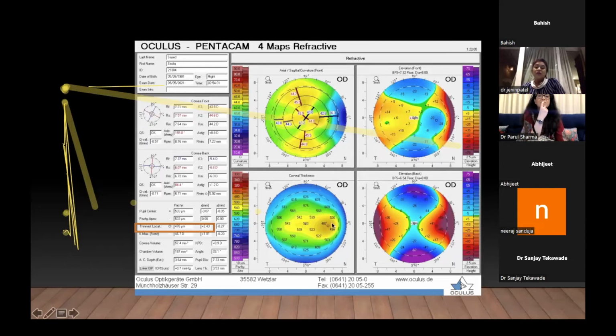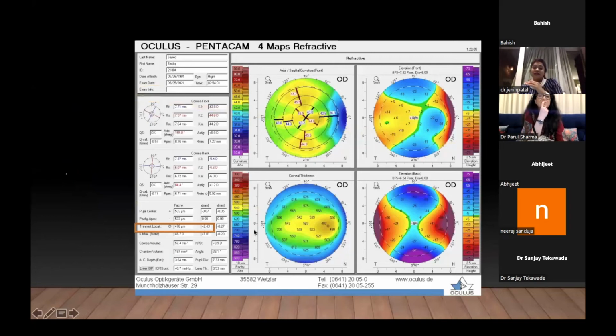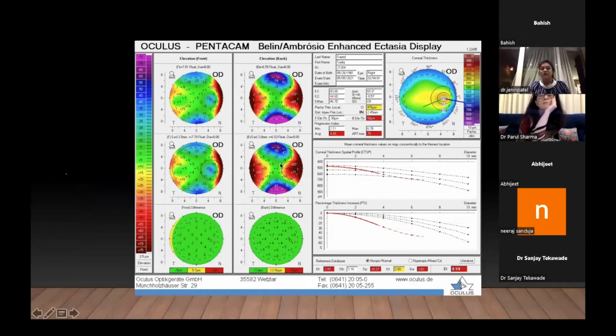Now, when we look at the coordinates of this particular map, the x coordinate is shifted completely by 2.4. That is, your horizontal axis is showing the thickness and it is in the upward direction. The rest of the patterns are not showing any of our red flag signs. Also, the Belin-Ambrosio difference is completely normal, in the green. But if you look at the pachymetric progression, the thickness from the center to the periphery is completely lost, so possibly this could be a thinning or a scar at the corneal periphery, and you also get the loss in the pachymetric progression map like this.